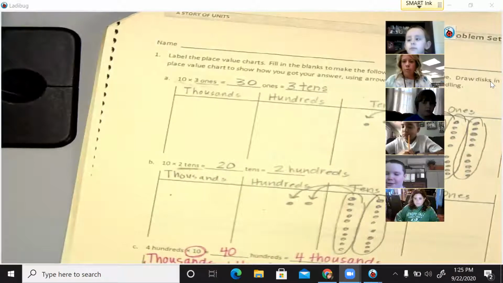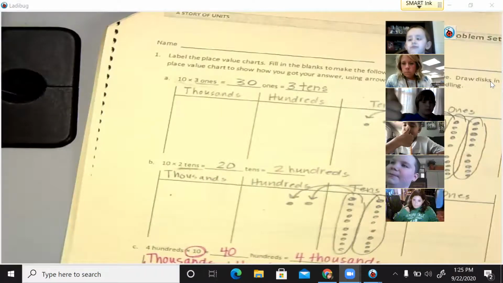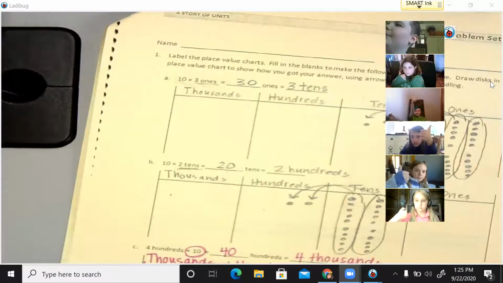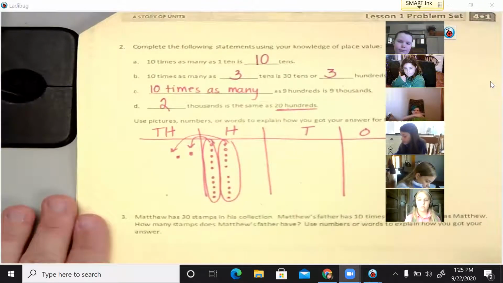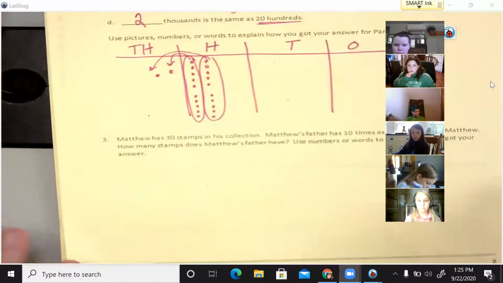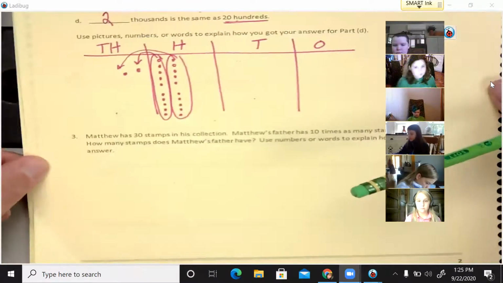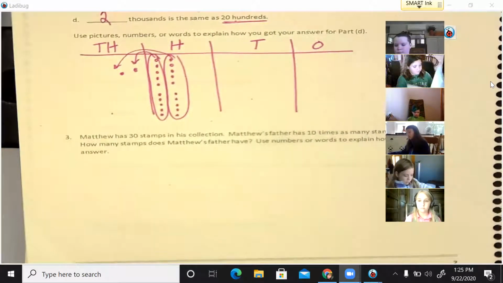Okay, give me a thumbs up if you're good and we'll move on. All right, that's what I like to see. Good job. Okay, we did number 2 yesterday. So today we're going to do number 3, a word problem about Matthew.